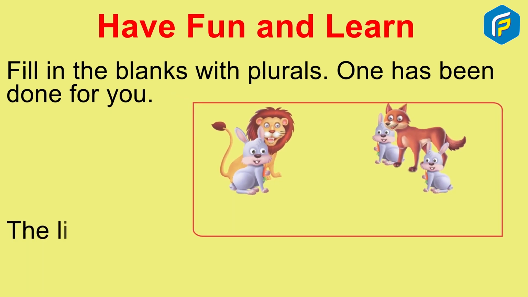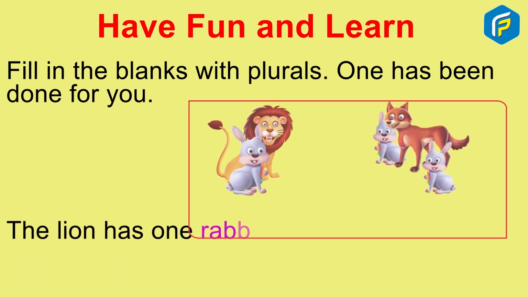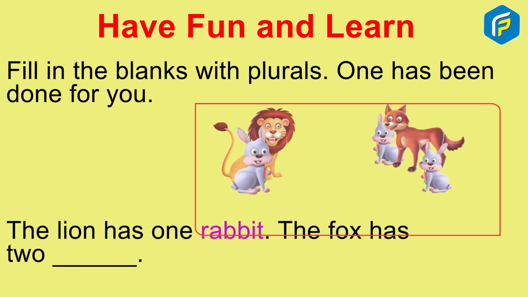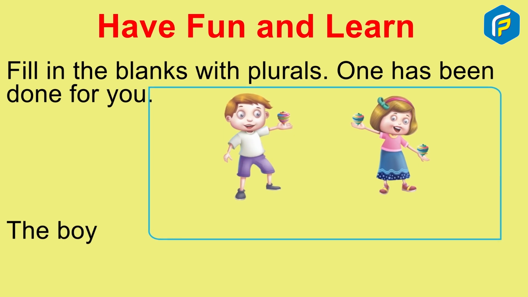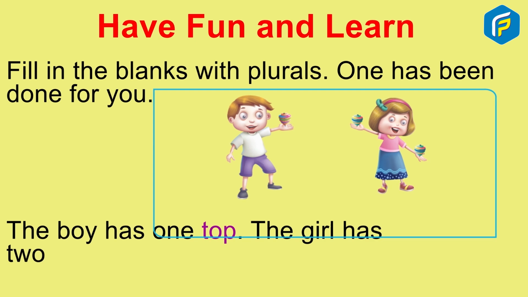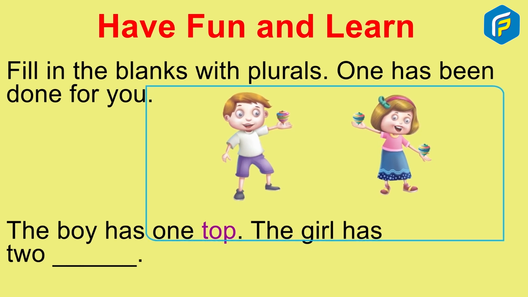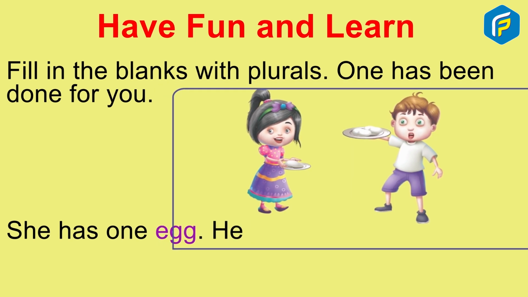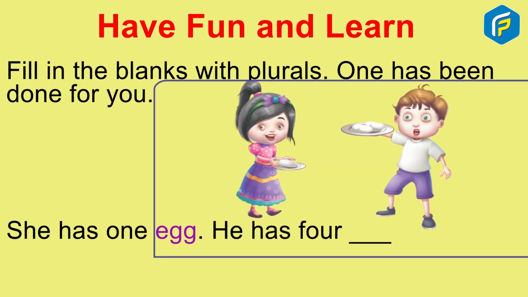The lion has one rabbit. The fox has two rabbits. The boy has one top. The girl has two tops. She has one egg. He has four eggs.